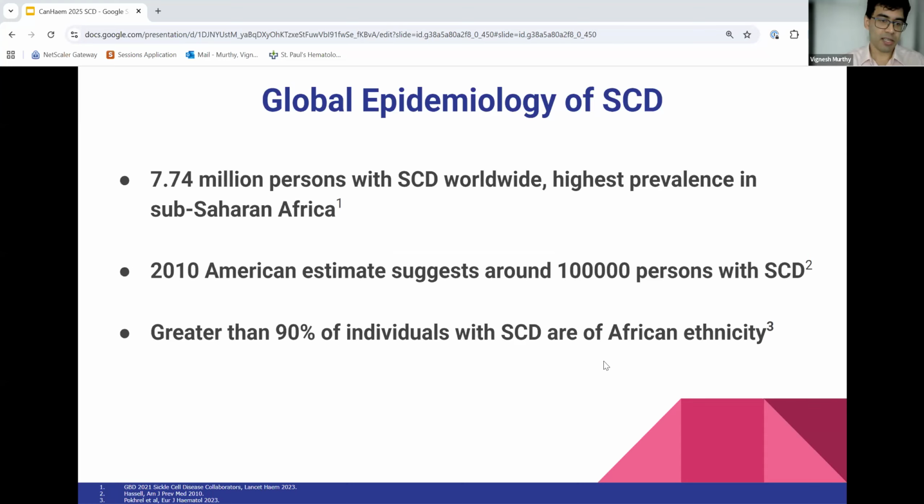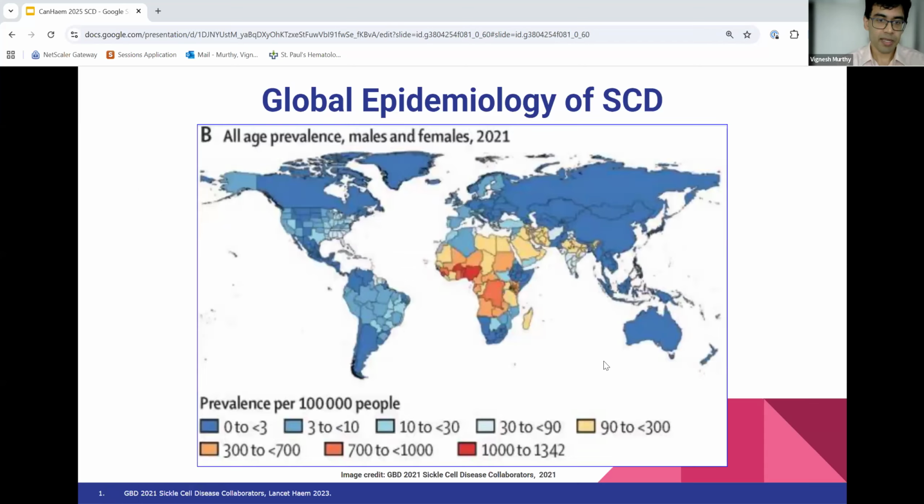An American study suggested around 100,000 back in 2010. Obviously, that number has certainly grown since then. And of note, greater than 90% of individuals with sickle cell disease are of African ethnicity. So not all, but most. And globally, you can see that illustrated here. So sub-Saharan Africa, the Middle East, Mediterranean, and India being the hotspots, and sickle cell disease being a little bit less prevalent, but still present everywhere else in the world.